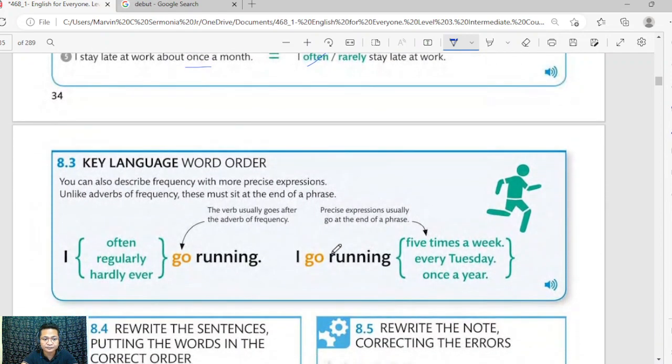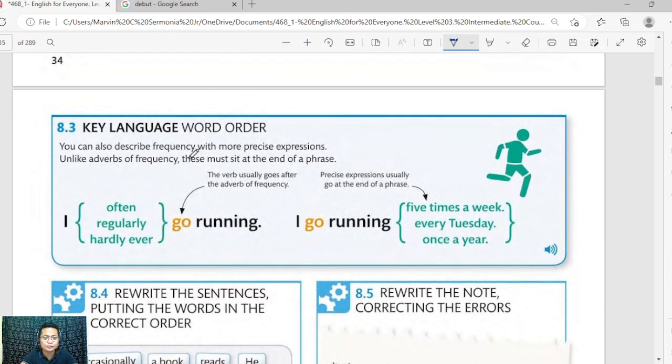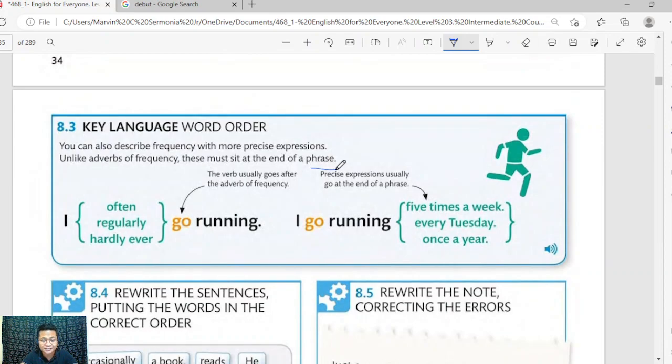Now, you can also describe frequency with more precise expressions. Unlike adverbs of frequency, these must sit at the end of a phrase. Okay, so when we say phrase, it is composed of two or more words. Okay, two or more words. If we make use of this phrase, it should be used at the end of the expression. Okay, all right.